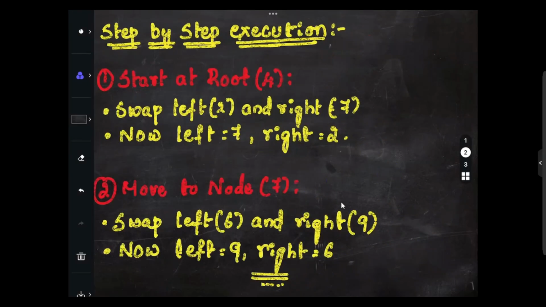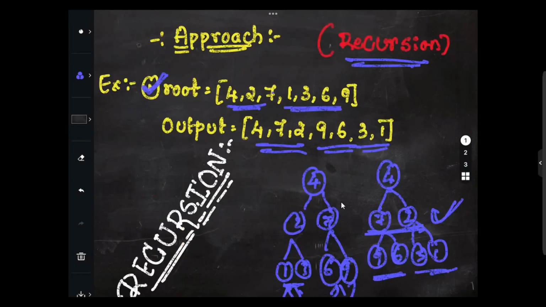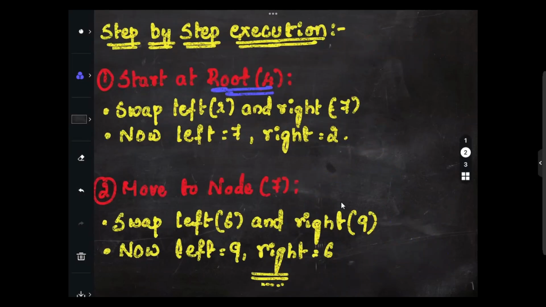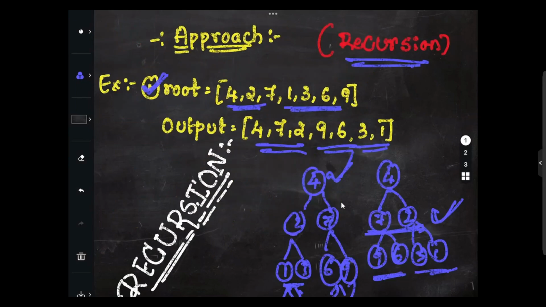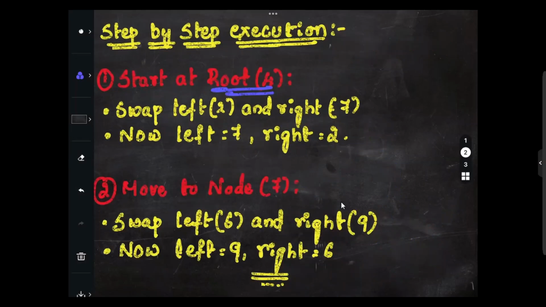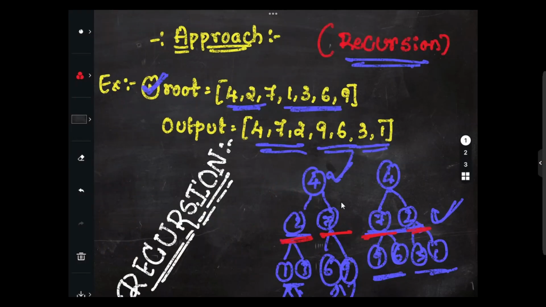Let's discuss the step by step execution here. First we will start at root 4. Here we will swap left, nothing but 2, and right, nothing but 7. So I am speaking of this one basically. Left is 2 here, right is 7 here. When we swap, we get 7 and 2 here. Now left is 7, right is 2.